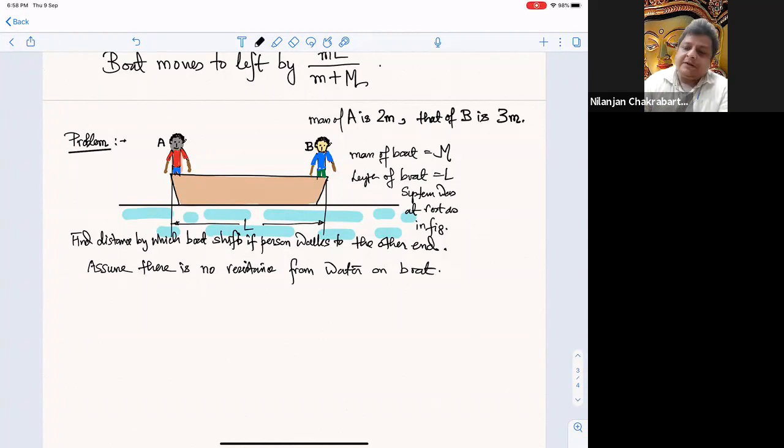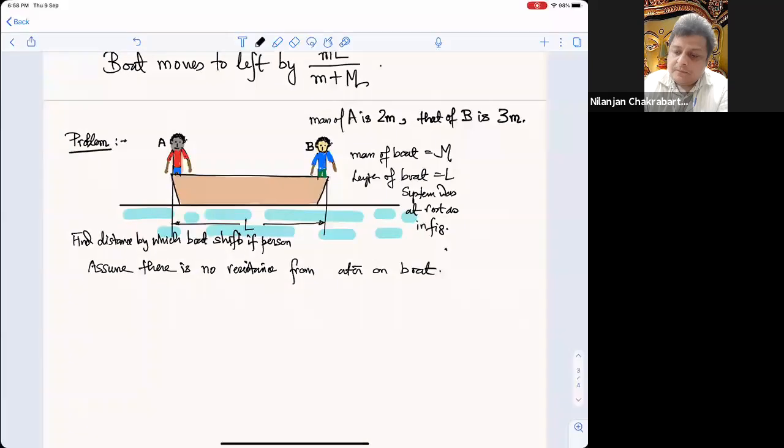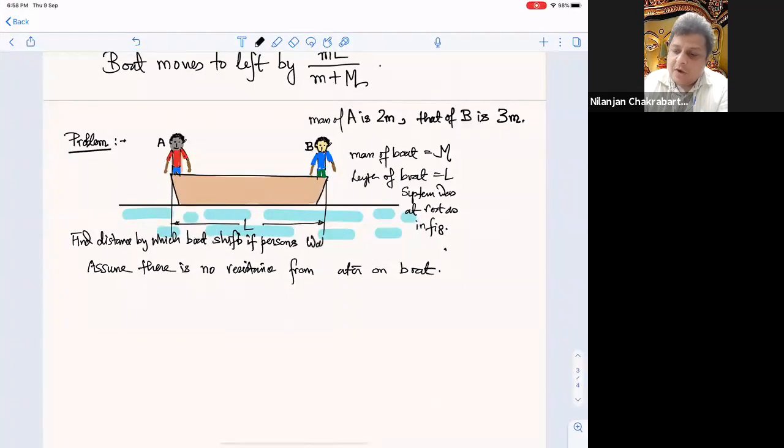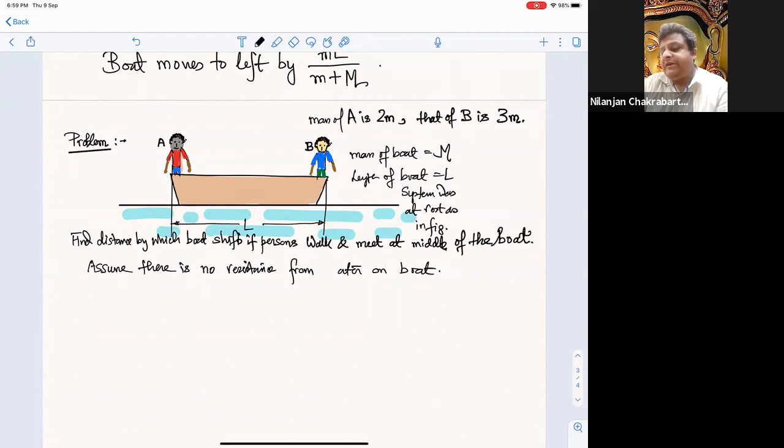Find the distance if the persons walk and meet at the middle of the boat. That means they were at the two extreme ends and they walk down and meet at the midpoint of the boat. Find how much the boat shifts. By how much does the boat shift?